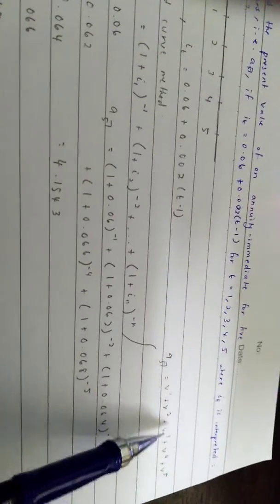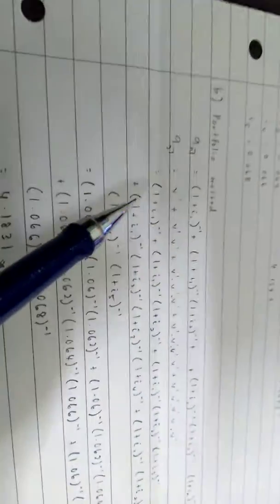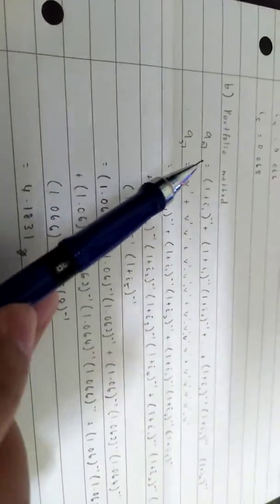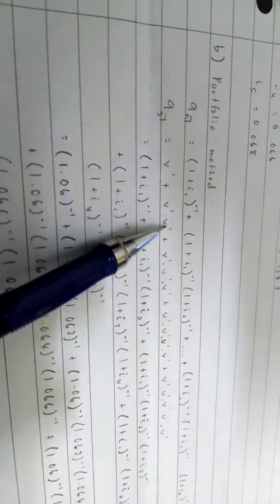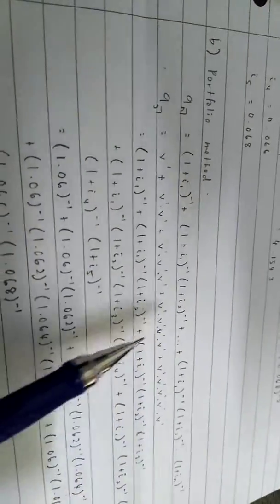We can also conclude it like this: v1 plus v2 plus v3 plus v4 plus v5. This is the same as this. For B, it says to find the portfolio method, and this is the formula, and you can also conclude it by this: b1 plus b1, b times v, okay? And then we insert the value from this value inside here, and then we'll get the present value using the portfolio method by $4.0118.